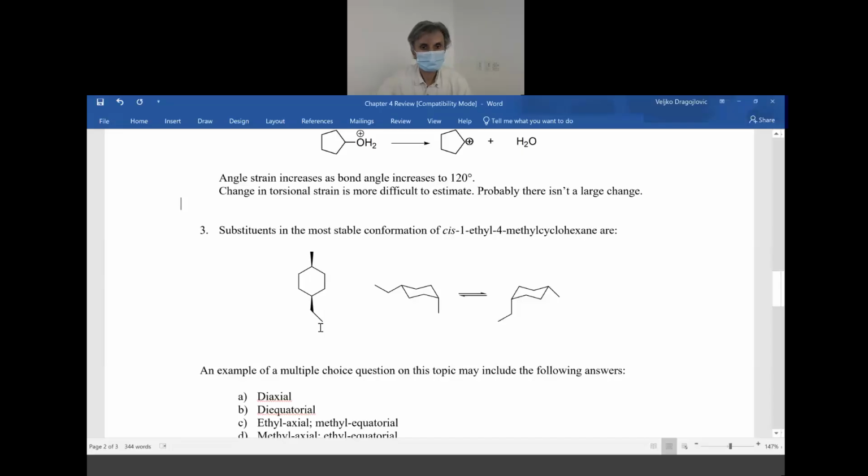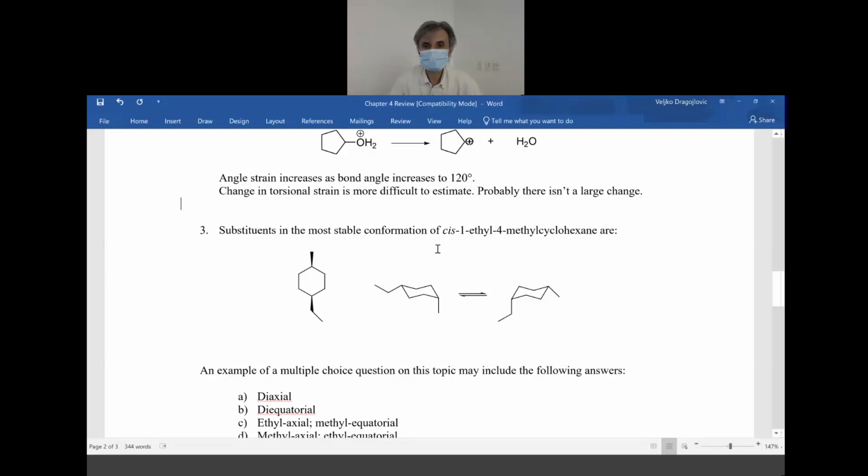Somebody asked why the angle changed in the cyclopentane. Because of a change from a tetrahedral carbon to trigonal planar as we go from a CH2 group to a carbocation. That results in a change of bond angle. Again, that's chapter 1.